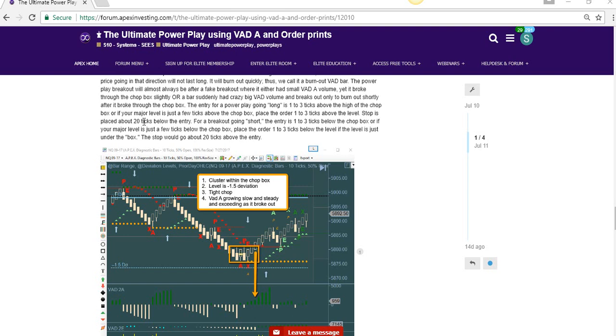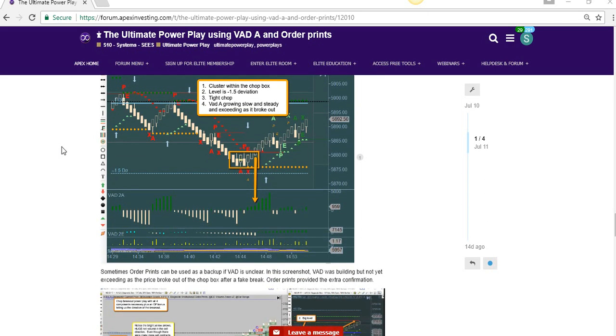For a breakout going short, the entry is 1 to 3 ticks below the chop box, or again, if your major level is there, place it on the other side of the level, and your stop is about 20. So what does all that mean? Well, let's take a peek here.